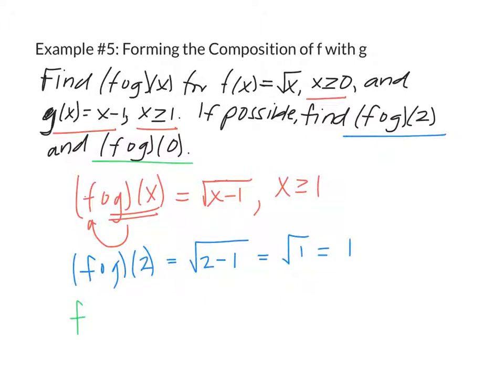So f of g, oh my goodness, I wrote that wrong. So f of g of 0 would be the square root of 0 minus 1, which would be the square root of negative 1. But this is not possible because we want to keep with real numbers, so we would say that this is not defined.